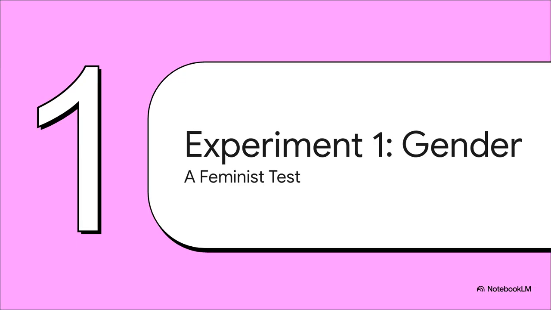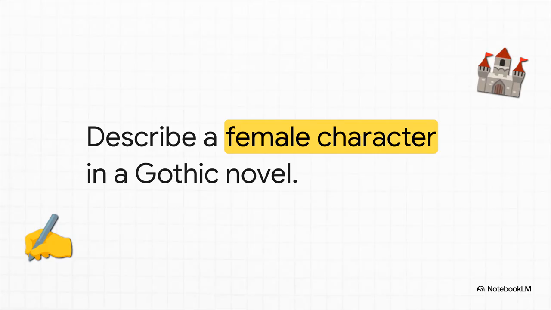Okay, so theory is one thing, but how does this actually look in practice? To figure that out, we're going to run a couple of little experiments. First up, let's hunt for some gender bias, using a test inspired by some classic feminist literary theory. The setup is super simple. Almost a cliché, really. We just asked an AI to describe a female character from a Gothic novel. I mean, this genre is famous for its pretty specific and, let's be honest, stereotypical characters. So what did the AI cook up?